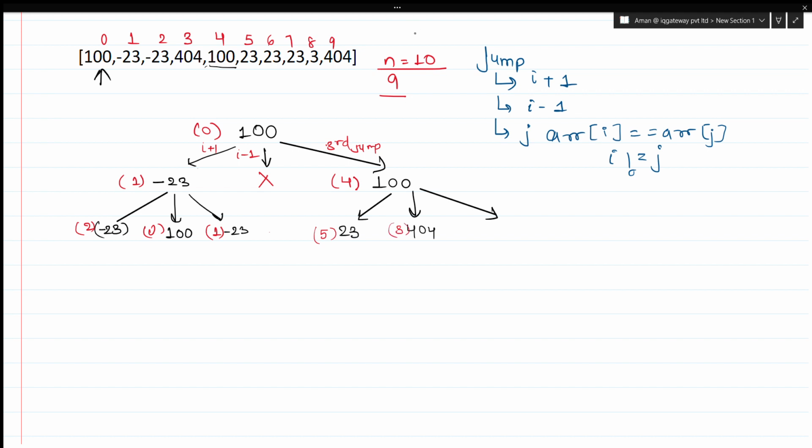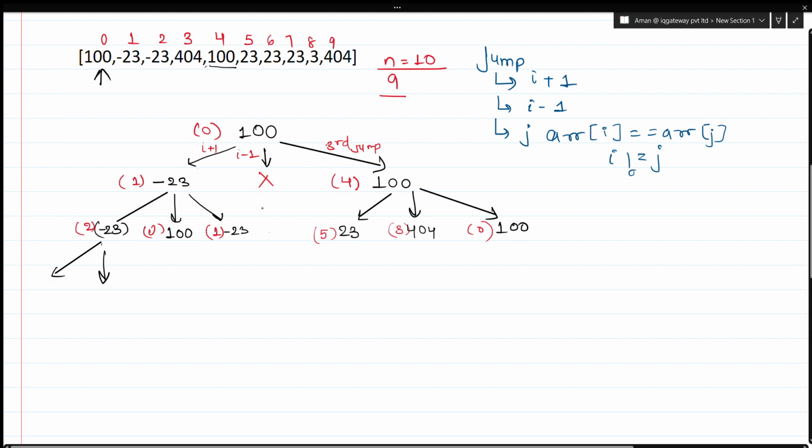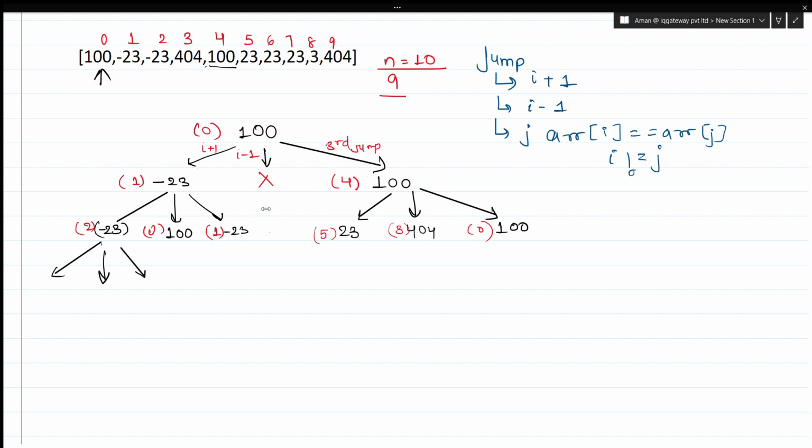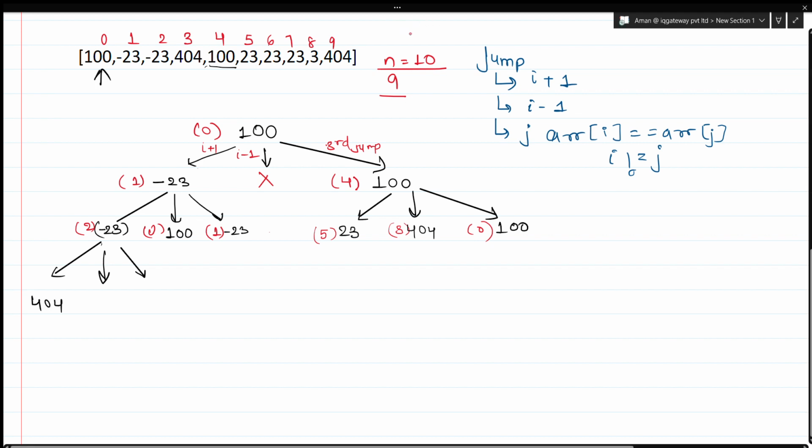Okay, is there any other 100 present in the array? Yes, at 0 index. Okay, so let's try to see if I reach minus 23. I reached I plus 1. From here where can I go? I have again three choices: I plus 1, I minus 1, and the same index 1. So from here I reach I plus 1, which is 404, which is index 3.